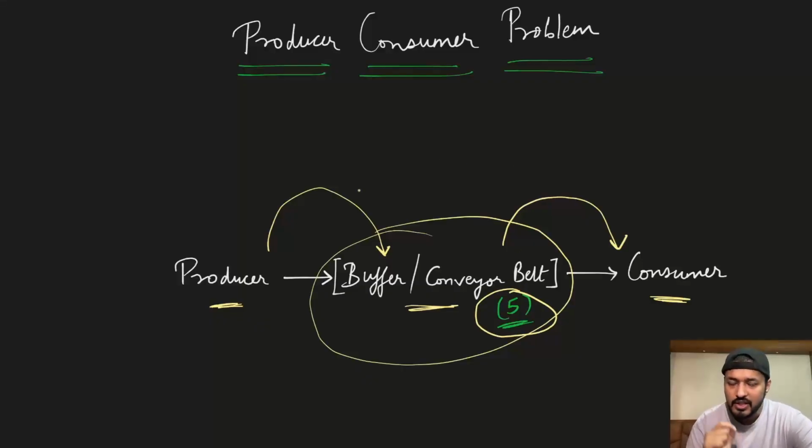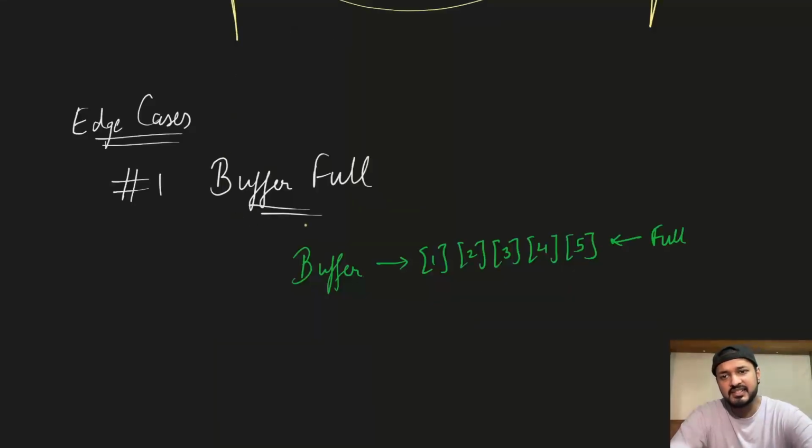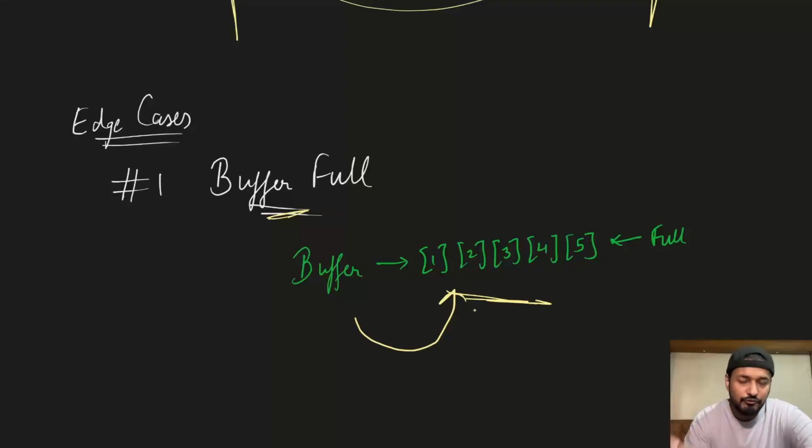Now the problem is, both producer and consumer are running on separate threads at the same time, and they are both accessing this shared buffer. This is where things get complicated. So let's see the edge cases that we need to handle. The first edge case is the buffer full scenario. What happens when the buffer is completely full and the producer tries to add one more item inside the buffer? If we don't handle this situation, the producer will try to add to a full buffer. This will either throw an exception or override the existing data. So handling this edge case is very important.